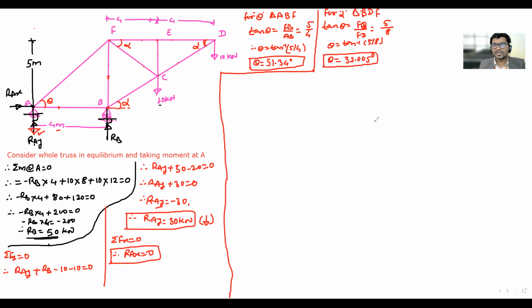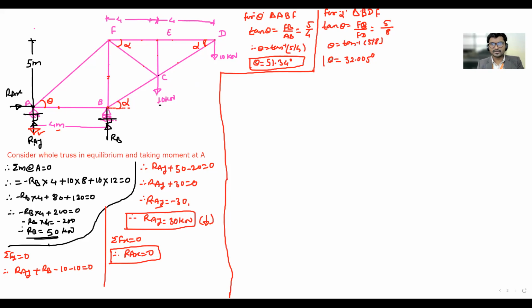Have all of you got the answer for the angle? Yes, sir. Great. So now we know the angles. Now we have to proceed for the forces in each and every member.